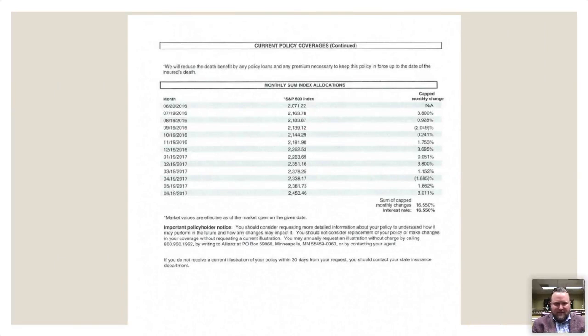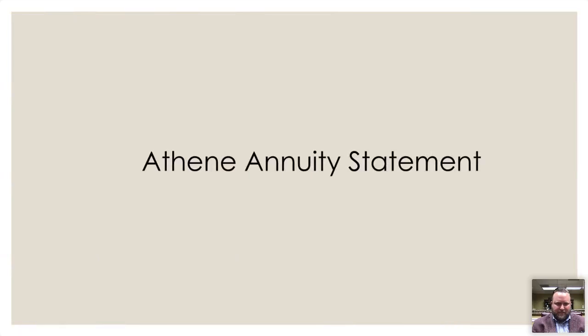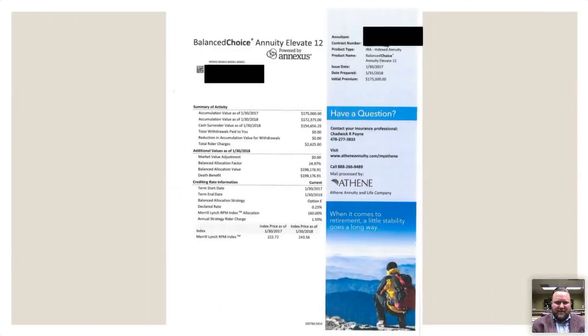This is the same thing, crediting methods continued. I wanted to talk about a different type of annuity, still a fixed indexed annuity, but some of the terminology is different with some carriers. If you have Athene, you're going to have something called the balanced allocation value. And if you have Nationwide, you also do. Balanced allocation value means where you're at on that day. Accumulation value means after it's locked in at an anniversary date.